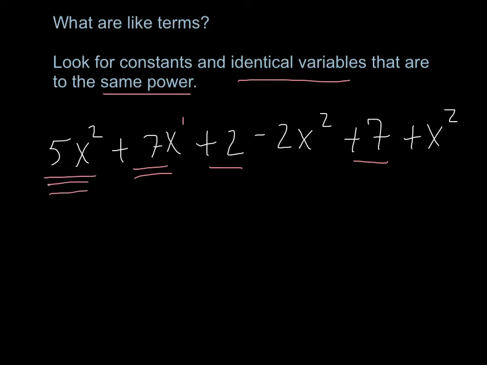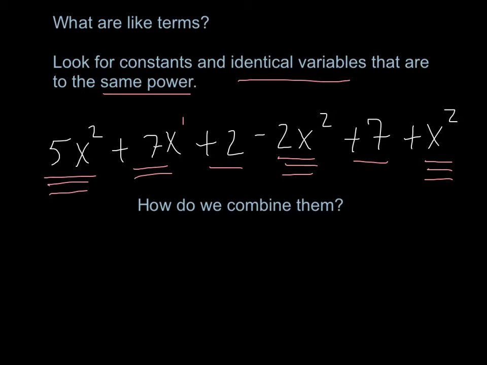Are there any other x squareds? Sure. There's a negative 2x squared right here and a positive x squared here. So using this underlining method, I've identified who the like terms are. They're either constants or they're identical variables that are to the same power. Now on to the second question. How do we combine them? That's even easier.